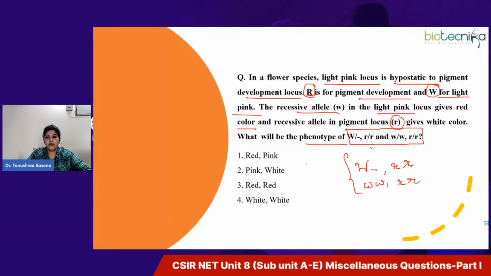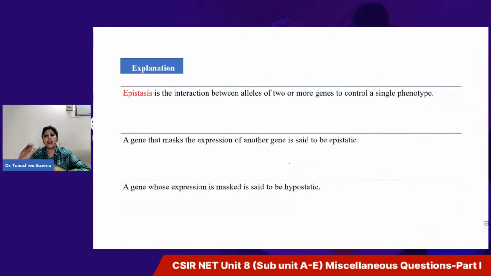So basically, what is epistasis? Epistasis is the interaction between alleles of two or more genes which are affecting the same character or controlling a single phenotype. In such an interaction, we are talking about a non-allelic condition, where we are considering alleles of different genes, two or more genes, and these genes are controlling a single phenotype.